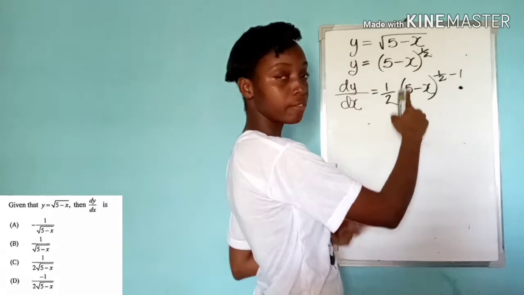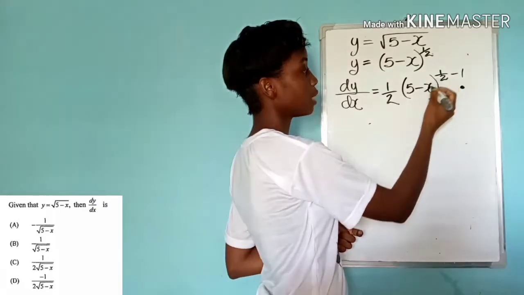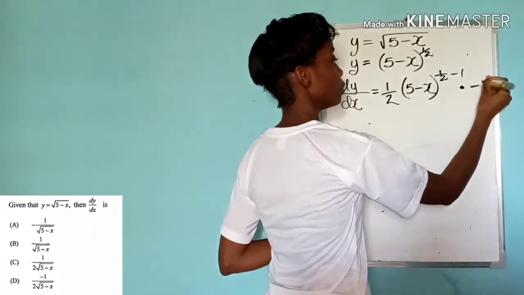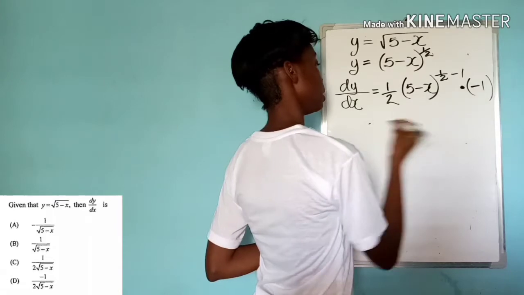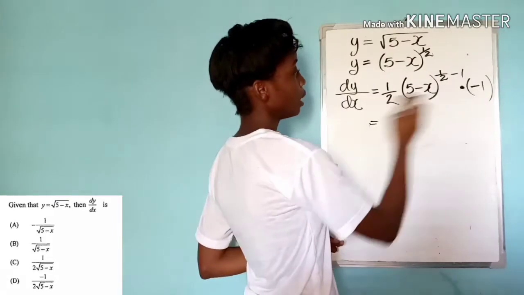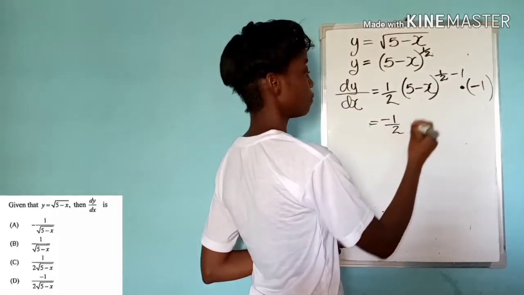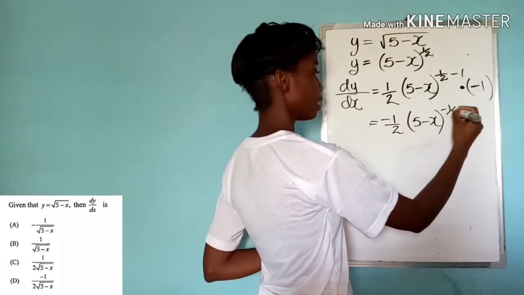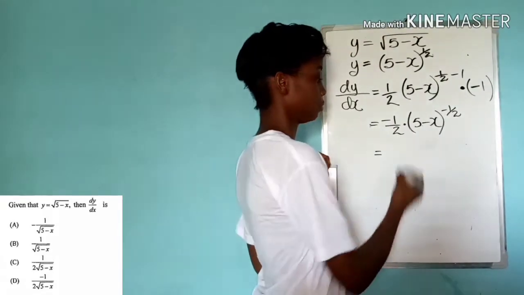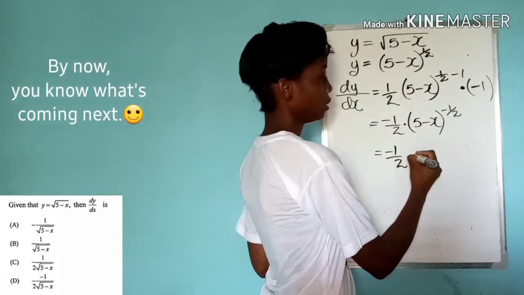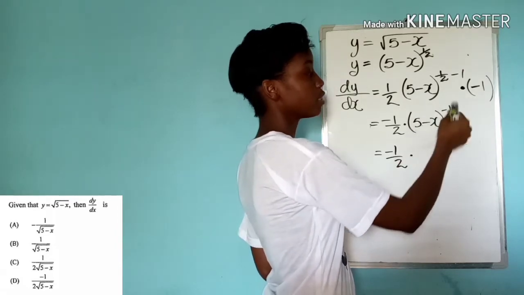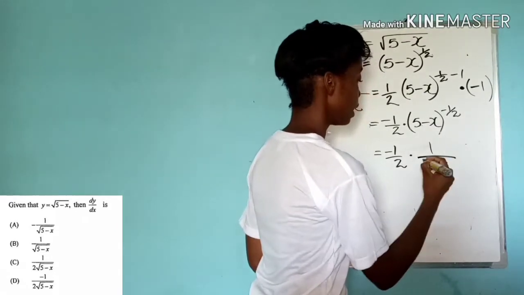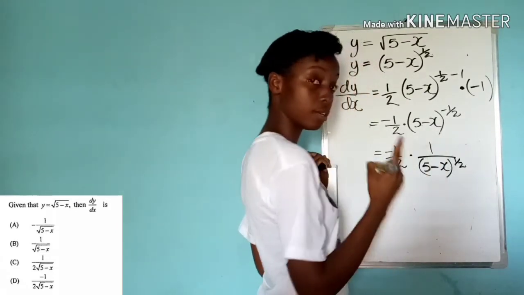What's the derivative of 5? That's a 0. Derivative of negative x is going to be negative 1, as that's the coefficient of x. Alright? So here we go, times negative 1. And then we simplify. Half times negative 1 gives us negative a half times (5 minus x). A half minus 1 is going to be negative a half. Negative a half times (5 minus x) raised to the negative a half is the same as 1 over (5 minus x) raised to the positive a half.